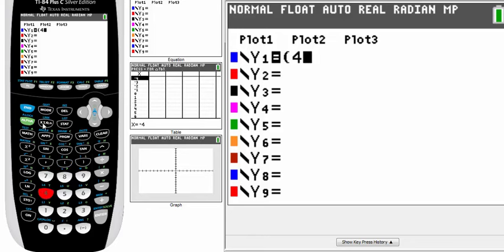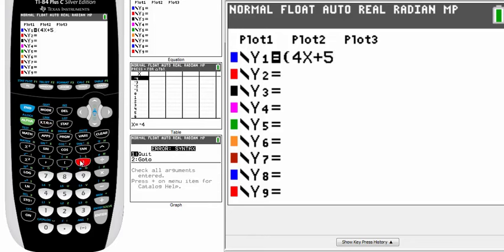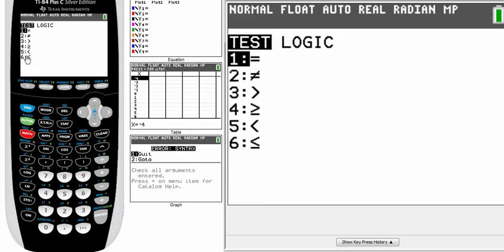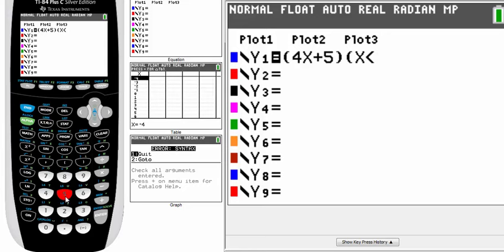Now everything needs to be in parentheses because I want to be very clear about what values go with which domains. So I have 4x plus 5, and then in parentheses, this doesn't mean multiplication, this is my restriction. So this is where x is less than 0. Okay, now where are the less than signs? Well, if you hit second test, here's my less than sign, number 5, less than 0. And then this is a plus sign, not to mean I'm adding things together, but that I'm adding an entire another piece of the function.